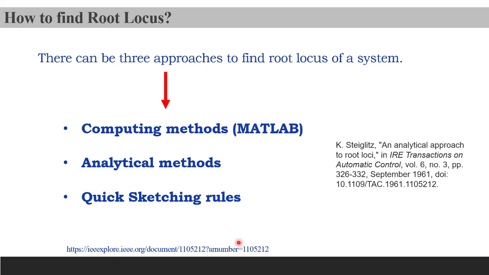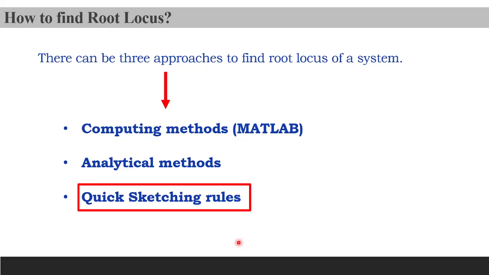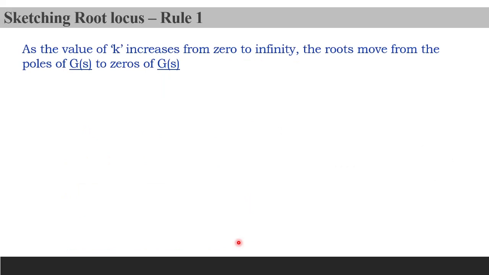Then, moving forward, we start with rule number one. So we'll start with sketching the rules. Rule number one says: as the value of k increases from 0 to infinity, the roots move from the poles of G(s), which is your open loop system, to the zeros of the system. That's sometimes complicated to understand.